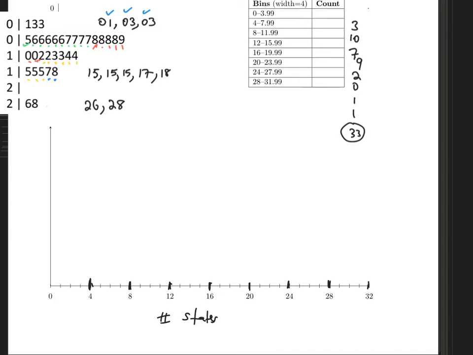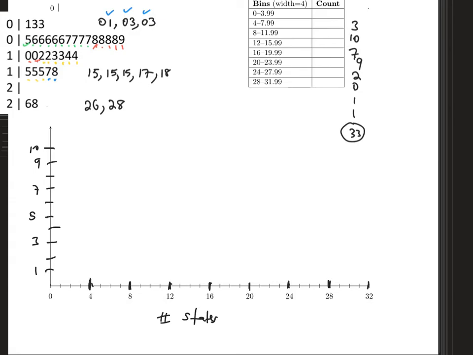And I can see from my bins that the biggest count was 10, so I'll put 10 up here, and then I'll just divide everything as evenly as I can. 6, 7, 8, 9. So you will have to add your own scale to the vertical axis because it just depends on what the counts are and how high you have to go. So now I'm ready to draw my histogram.